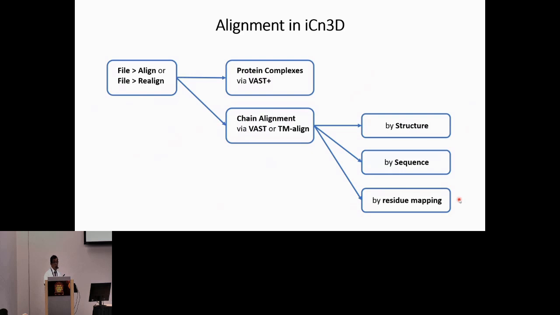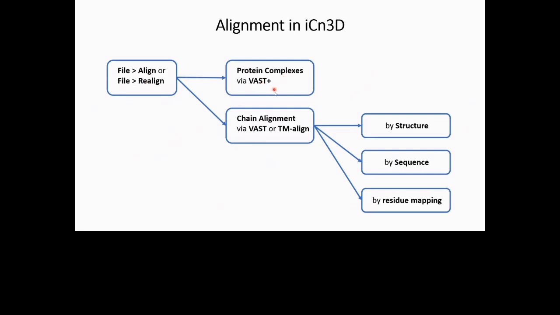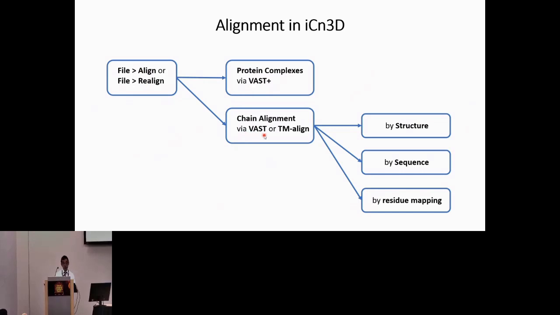There are many alignment features in iCn3D. It can be used for both AlphaFold structures and PDB structures. So you can start with alignment, or you can load your structure and then do realignment. And alignment can be between protein complexes using VAST+, or you can align the chains in the structure using VAST+, VAST, or TM-align. And alignment can be based on structure, or on sequence, or residue mapping. Basically, you define the alignment.